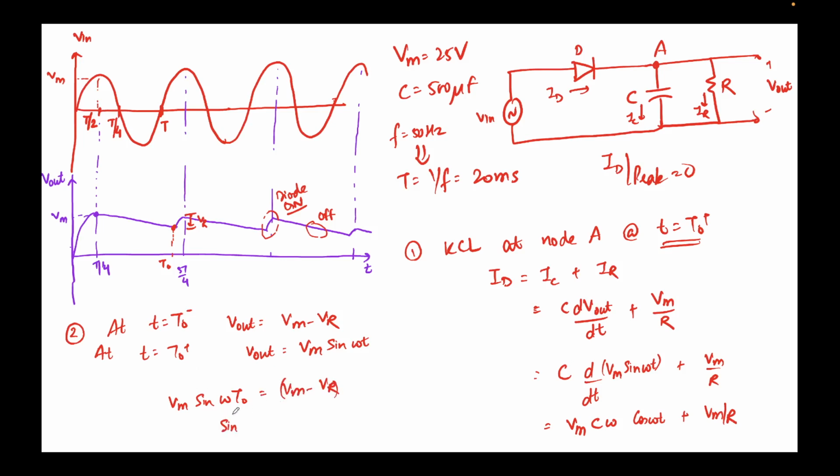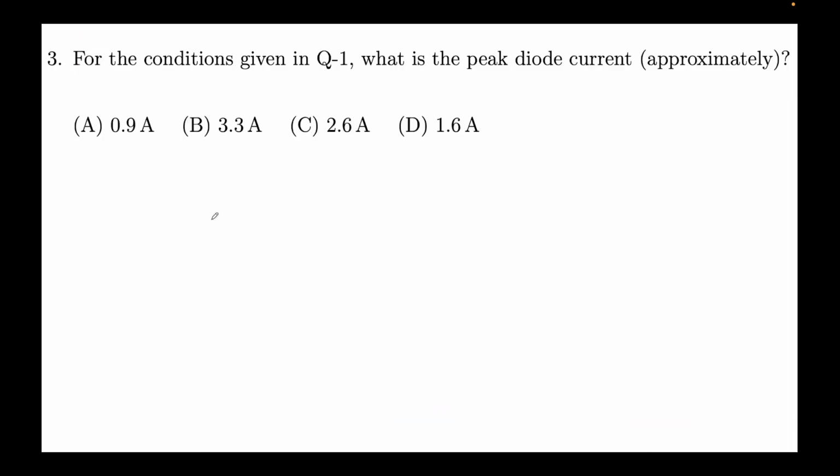From this I'll assume omega T0 to be theta. So sin theta equals Vm minus Vr over Vm. This is the expression that I have gotten. Now, if I know sin theta, I can simply evaluate cos theta, because we have to put t equal to T0 in this expression. So let's see what the value of sin theta is. Vm is 25, ripple voltage is 2, so 25 minus 2 over 25, which is 23 by 25. Okay, so let's now evaluate. Now put this expression of sin theta in this, so I'll write this expression over here.